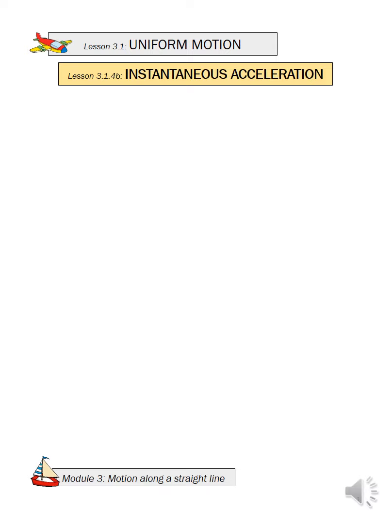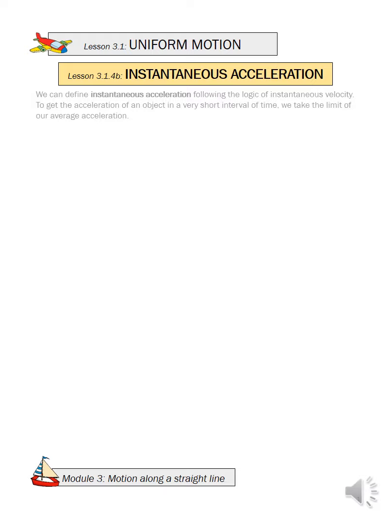For this video, we'll be focusing on instantaneous acceleration. This is still part of lesson 3.1, uniform motion. You have just worked on instantaneous velocity. Now we work on instantaneous acceleration. We actually want to describe our instantaneous acceleration the same way as we described our instantaneous velocity.